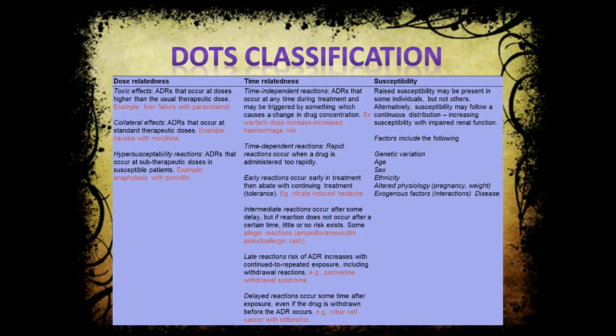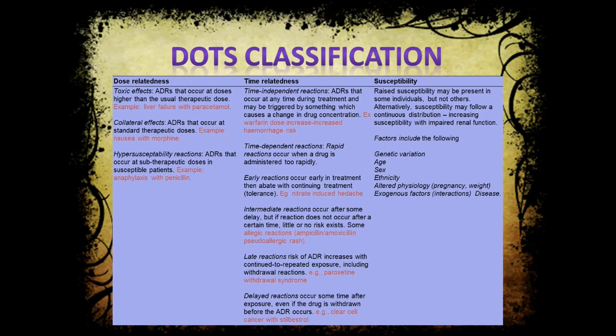Now, moving on to the classification of adverse drug reactions. The first is the DoTS classification. DoTS is the dose, time and susceptibility classification of adverse drug reactions. So first, the dose relatedness. Under this dose relatedness, the classification is based upon the dose.